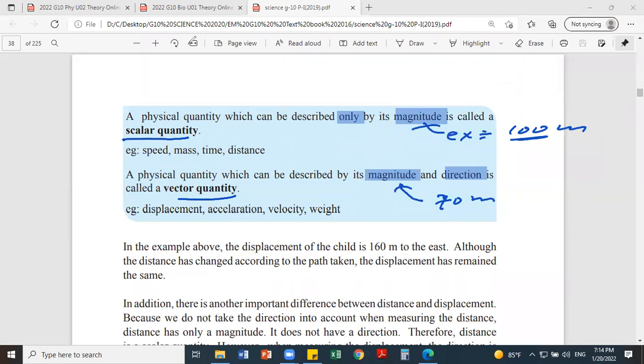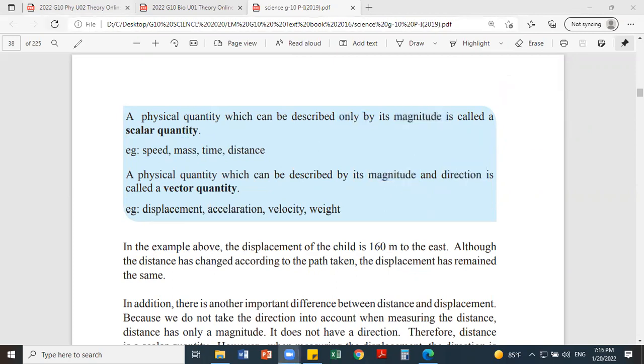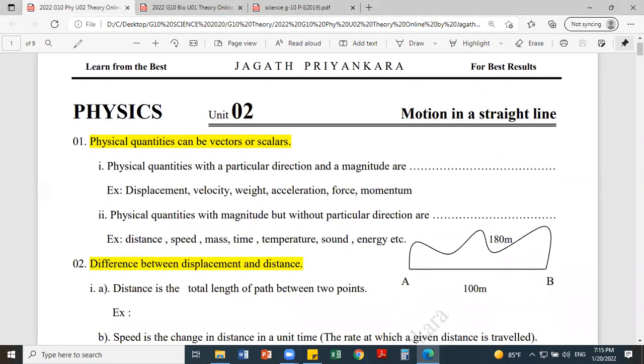Now let's move back to the theory and come to the blanks. Other examples are speed, mass and time, these are all scalars, but we are going to discuss that in detail in the theory. Okay, I'll erase the screen now. Let's move back to this. So complete the blank now.